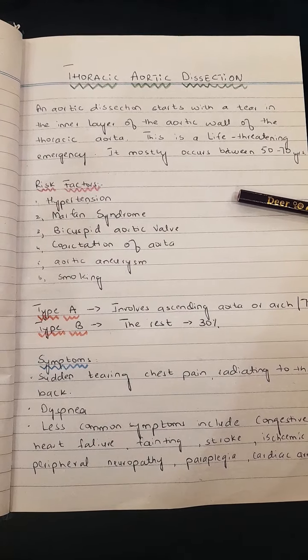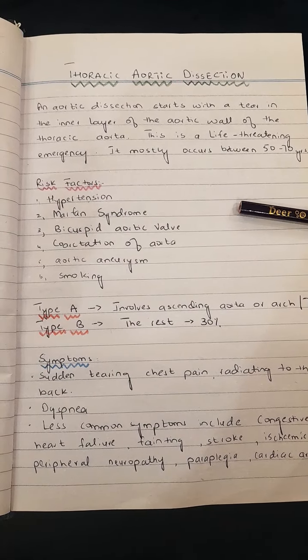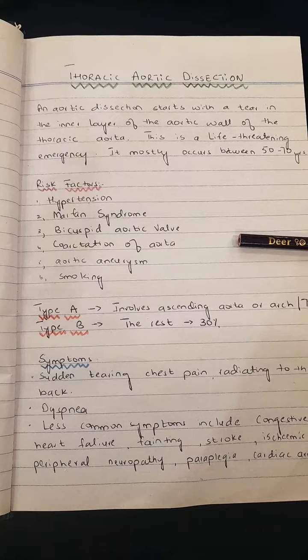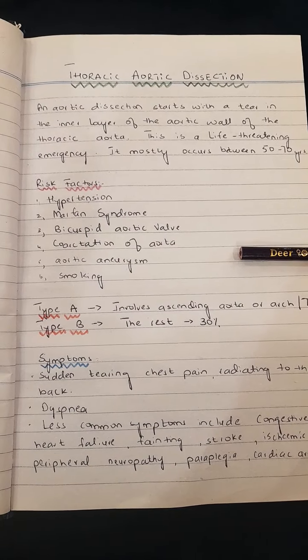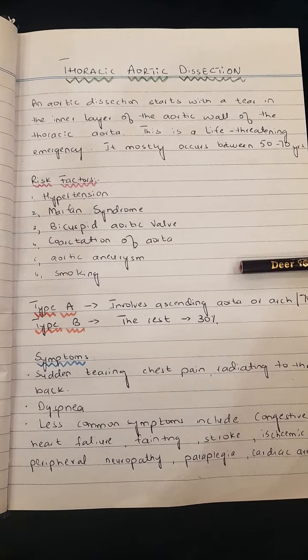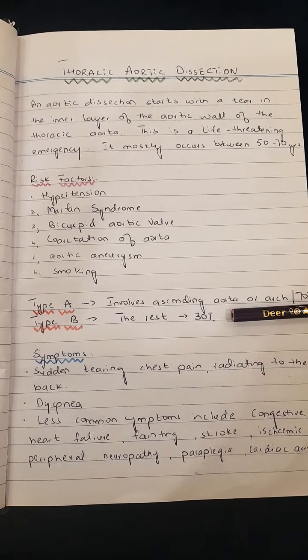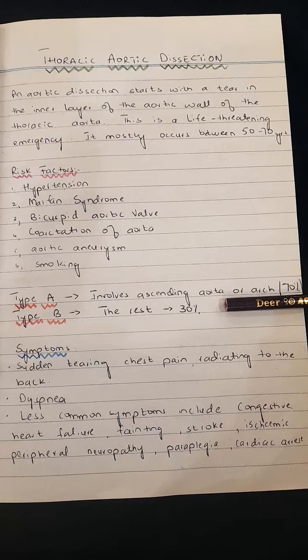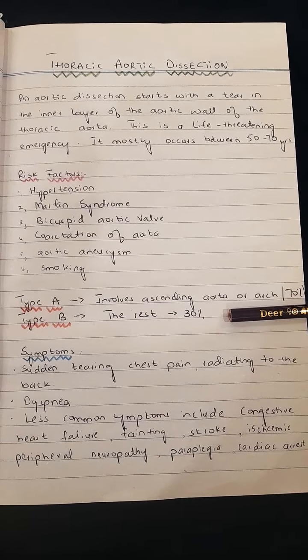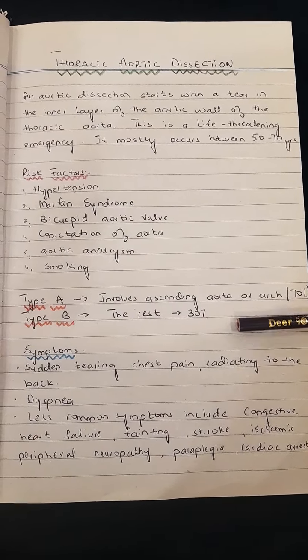The risk factors include hypertension, Marfan syndrome, bicuspid aortic valve, coarctation of aorta, aortic aneurysm, smoking. There are two types of aortic dissection. One is type A, which involves the ascending aorta or arch in 70% of the cases, and type B, which is the rest of the aorta in 30% of the cases.